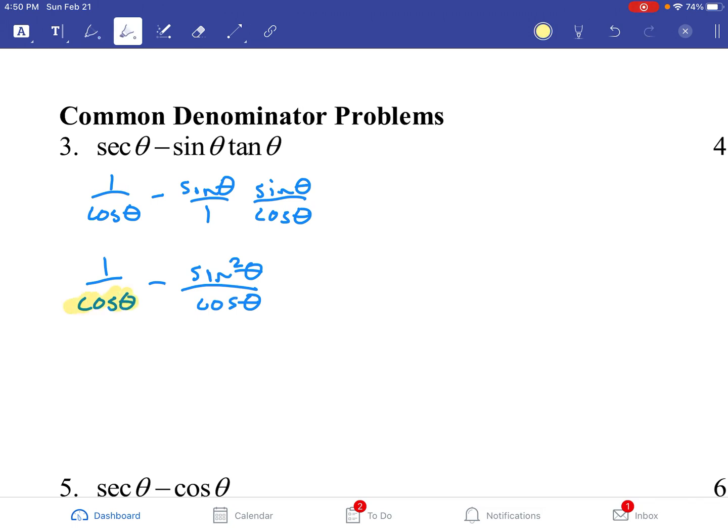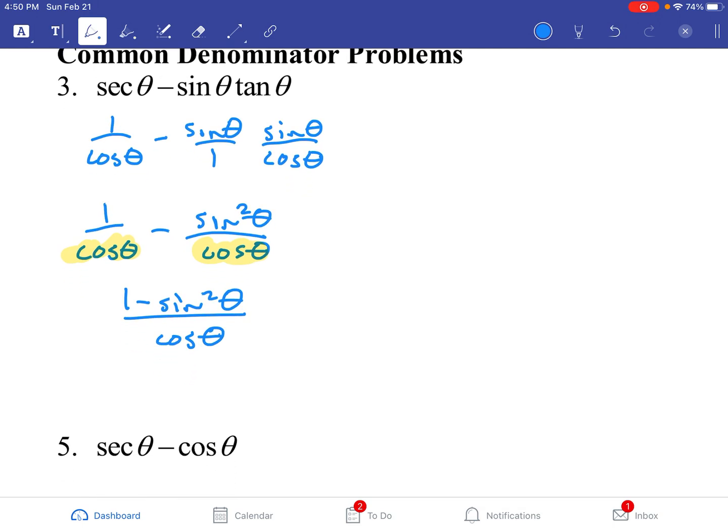Now you'll notice that these two denominators are the same. In order to combine fractions, obviously, you have to have the same denominator, a common denominator. Since they are the same, they are common, we can combine these two things. So we get 1 minus sine squared on the top over cosine on the bottom.